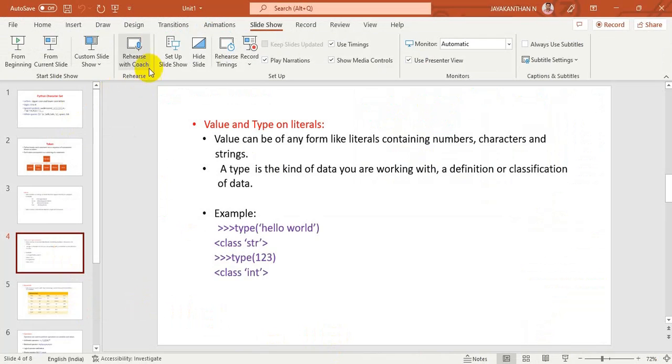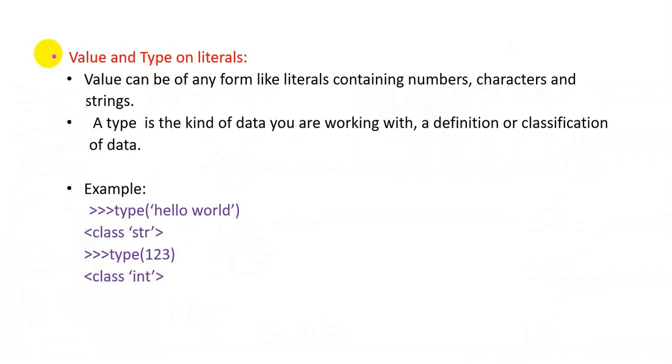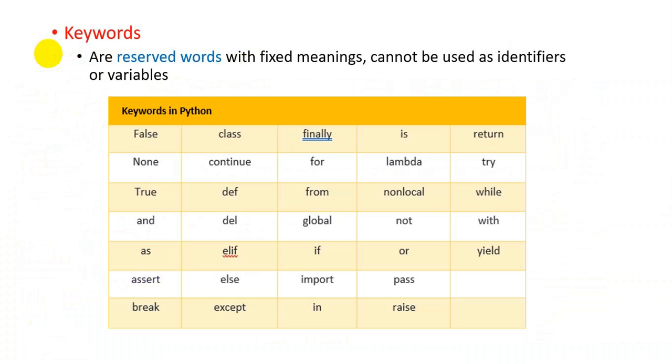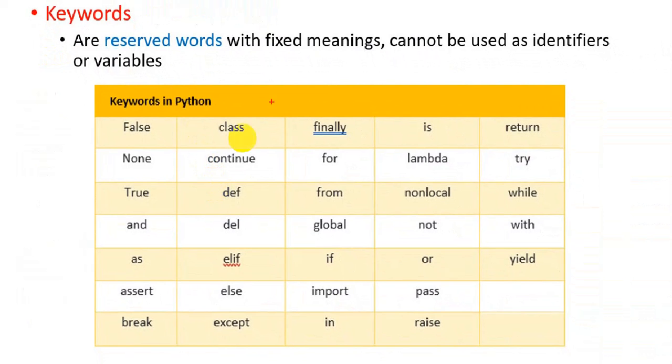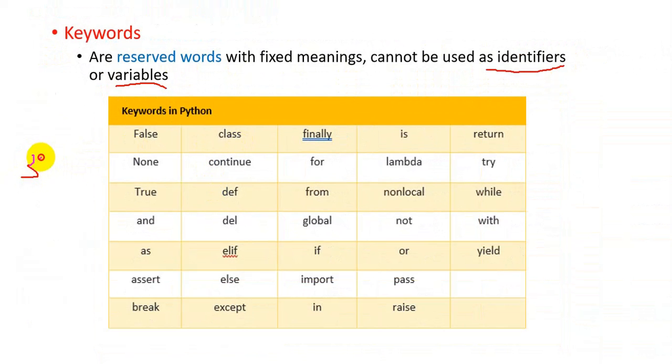Next we are going to discuss the keywords. They are reserved words with a fixed meaning. They cannot be used as identifiers or variables. In Python, we have 33 reserved words. These are the reserved words given here. False is a Boolean value. True is a Boolean value.